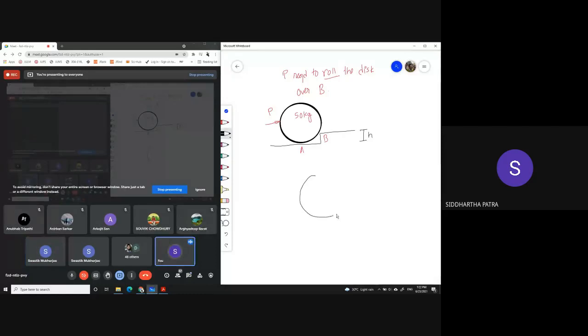So we would start by drawing the free body diagram of the disk. So first of all, there is mg, and you can calculate how much Newton that must be.